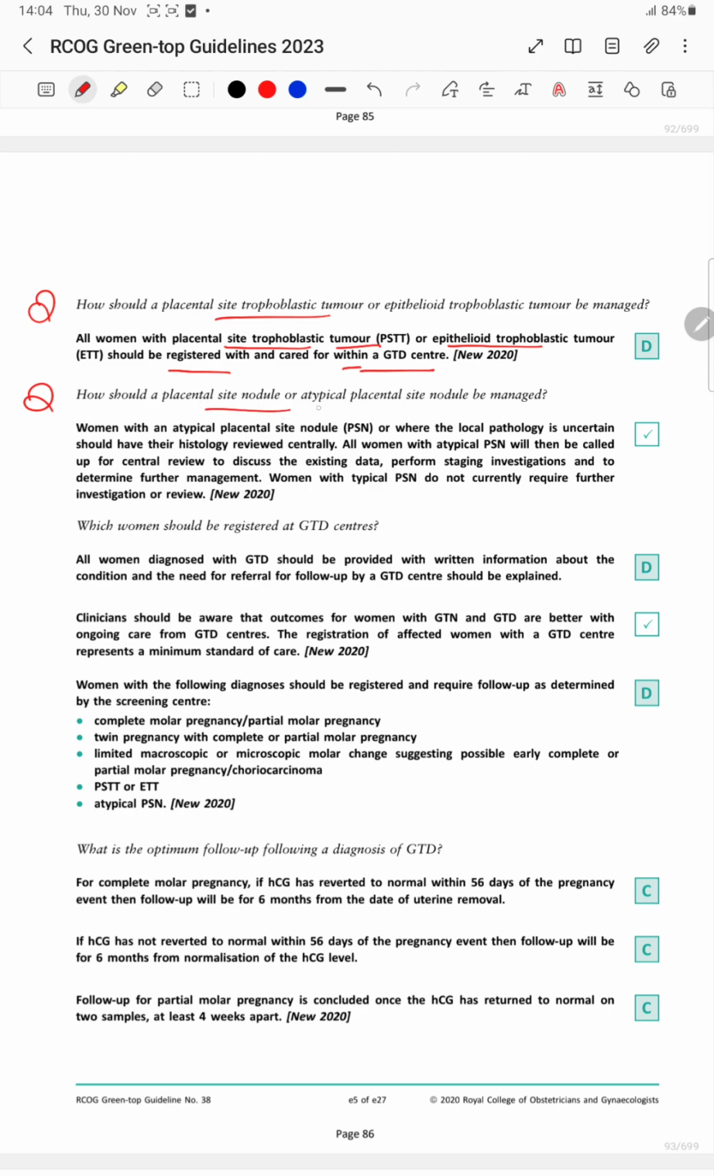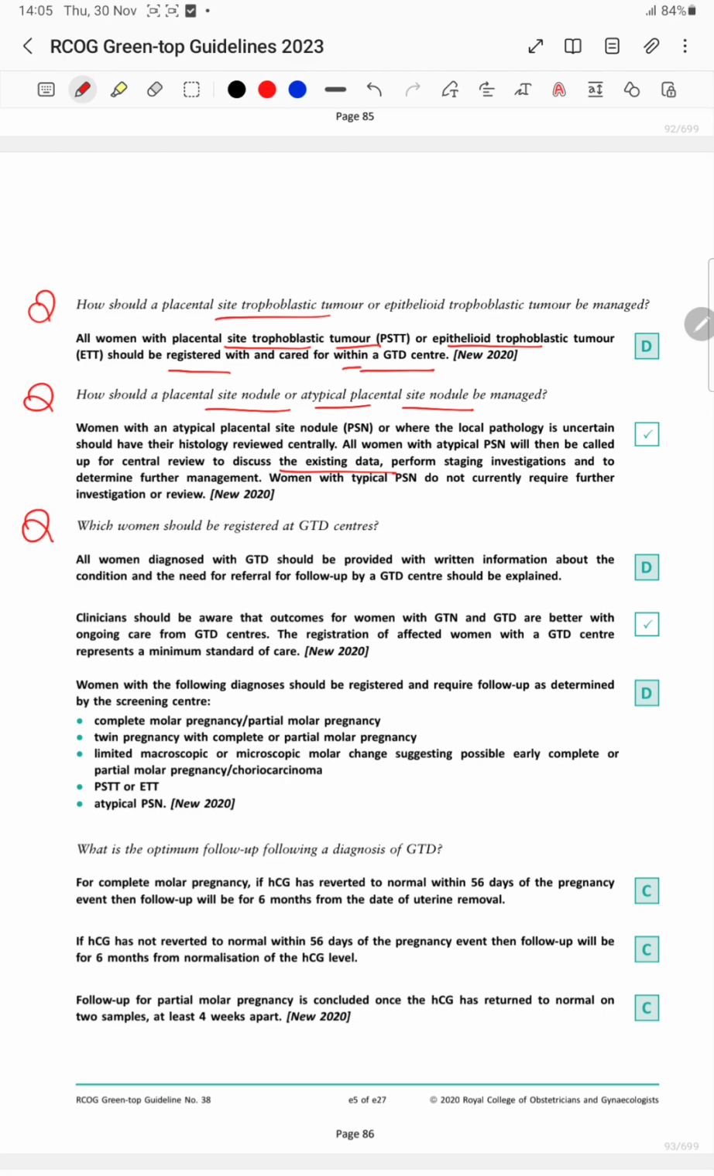How should a placental site nodule or atypical placental site nodule be managed? Women with an atypical placental site nodule, or where the local pathology is uncertain, should have their histology reviewed centrally. All women with atypical PSN will then be called up for the central review to discuss the existing data, perform the staging investigations, and determine further management. Women with a typical PSN do not currently require further investigation or review.